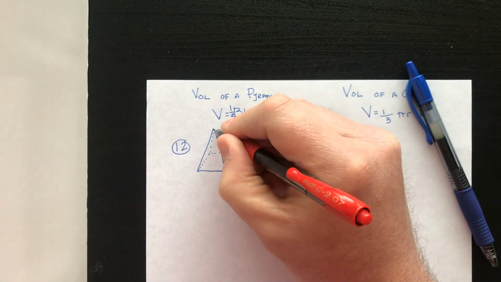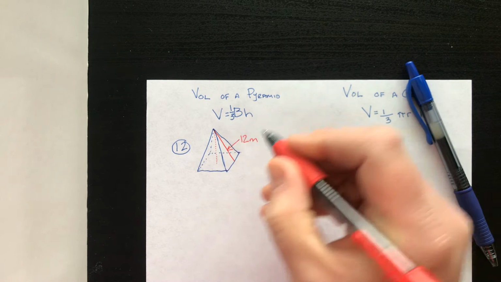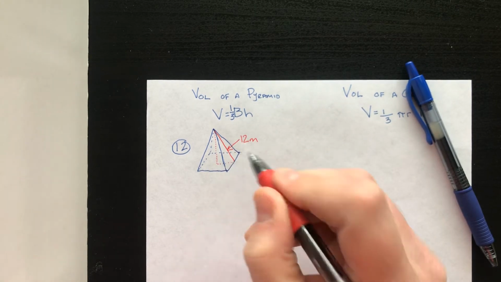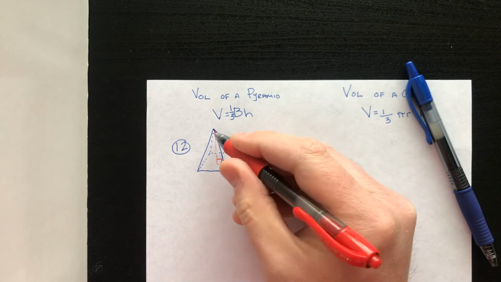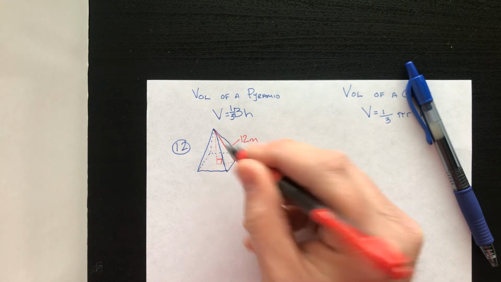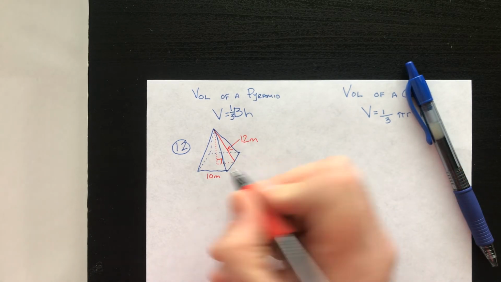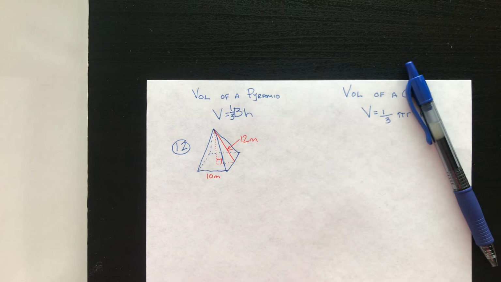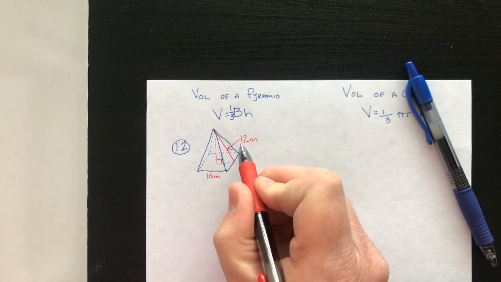And then notice if you draw the height in, all right, you draw the height in, you have a triangle, right triangle, inside of this pyramid. And they tell us that this is 10 meters. Well, we have to use Pythagorean theorem to solve for this because we need the height, not the slant height.